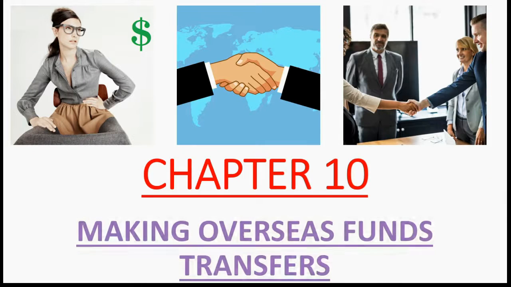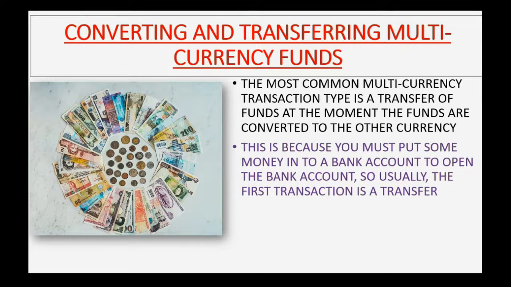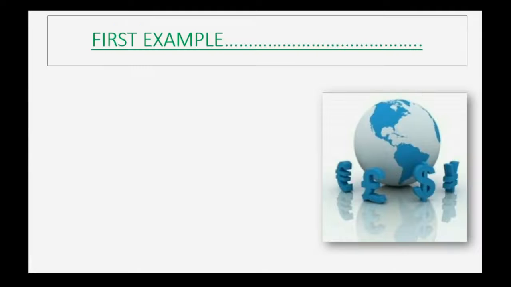Chapter 10. Making Overseas Funds Transfers. The most common multi-currency transaction type is a transfer of funds at the moment the funds are converted to the other currency. This is because you must put some money into a bank account to open the bank account. So usually the first transaction is a transfer. Sometimes there is a fee and sometimes there is not.